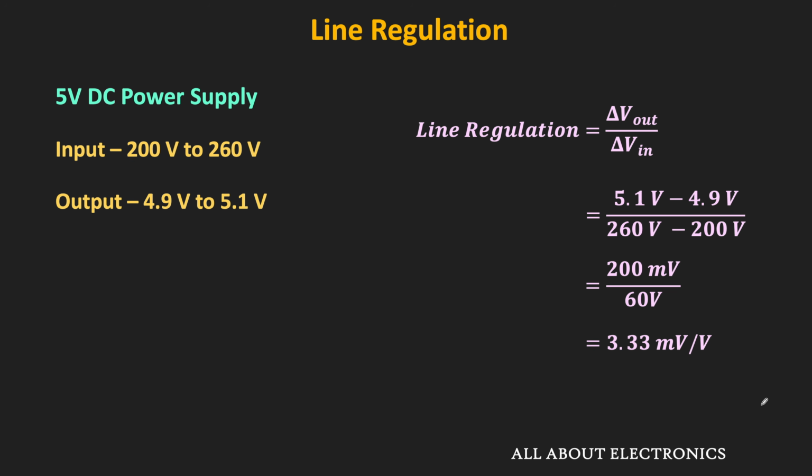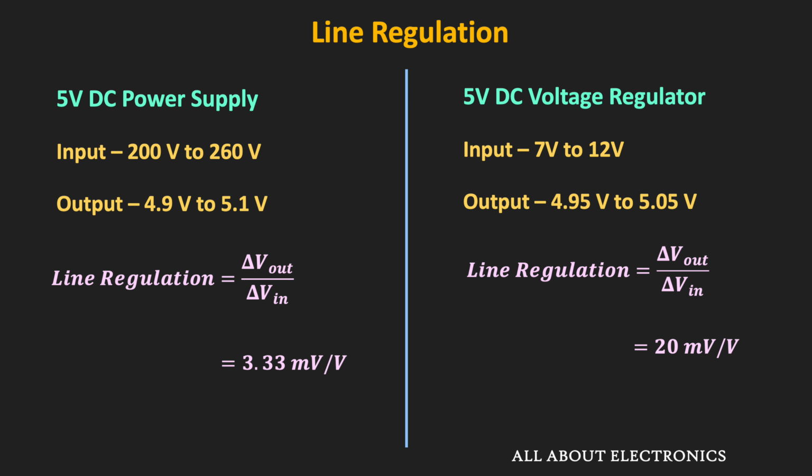That means for the given DC power supply, if the line voltage changes by 1 volt, then the output voltage will change by 3.33 millivolt. So here, if you compare the specs of the line regulation for the given DC power supply and the voltage regulator that we have discussed earlier, then it seems that this SMPS based power supply provides the better line regulation.